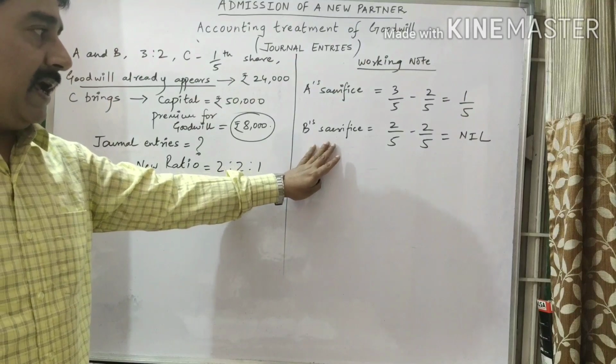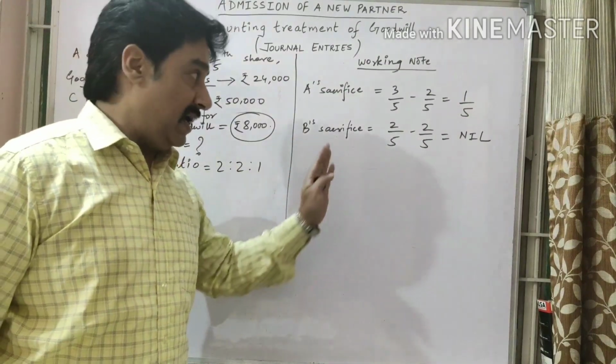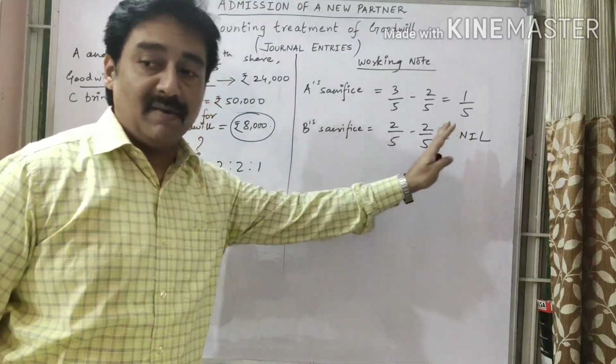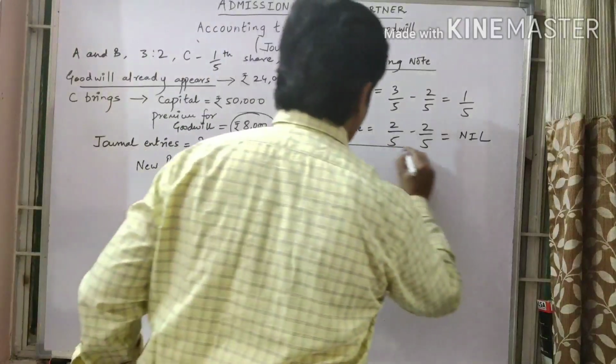B will not be getting any amount, any single penny from the premium for goodwill, because he is not sacrificing at the time of admission of this new partner. Okay, so what are the journal entries to be made at this time?